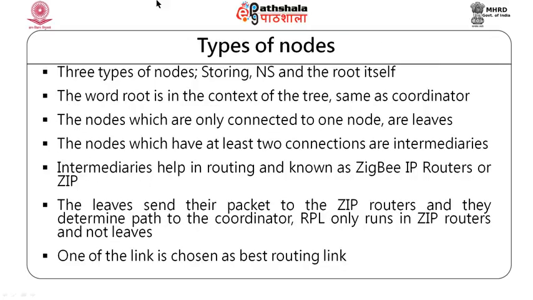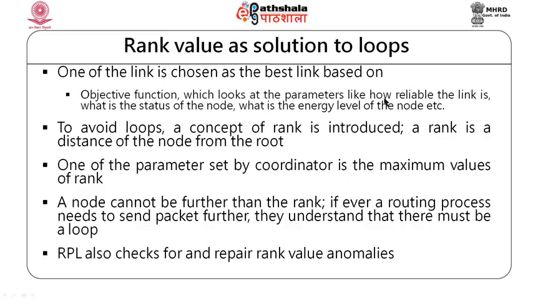And three types of nodes I talked about. First is the storing node, the non-storing node, and the root. Now, the word root comes into the picture, but basically it is the same central coordinator. And the other thing, the nodes which are only connected to one node are leaves. The nodes which have at least two connections are called intermediaries, and intermediaries help in routing and are known as Zigbee routers, or zip routers. And leaves send their packet to zip routers and they determine the path to the coordinator. And one of the links is chosen as the best routing link. We have already talked about this. So, this job is done here.